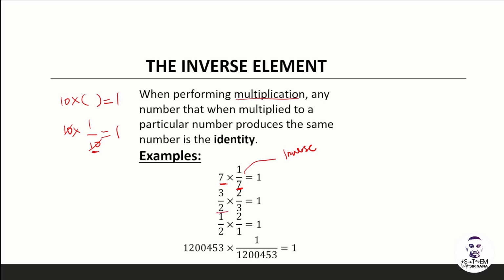Now if I have 3 over 2, I can multiply by the inverse, 2 over 3. 2 will cancel 2, 3 will cancel 3, and that gives us 1. So 3 over 2 has an inverse of 2 over 3. And if it's 1 over 2, it has an inverse of 2 over 1, which is the same as 2. And when we have 1,200,453, the reciprocal of it, which is 1 over 1,200,453, would be the inverse, because that gives us 1.